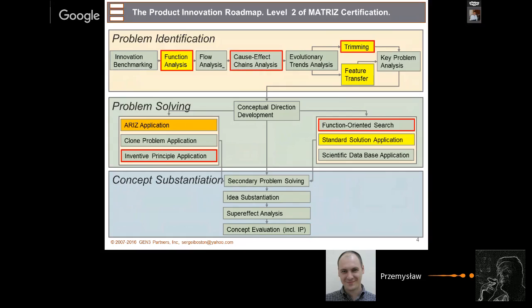So we will learn how to do function analysis for technological processes, analyze different operations, how to evaluate different operations of the process, calculating their value, how to trim operations, and delegate the functions from one operation to another, and so on. So function analysis for operation, it's one of the major topics of level 2.